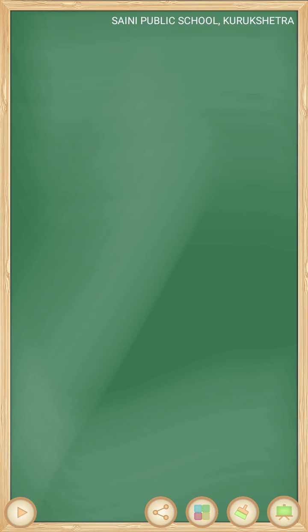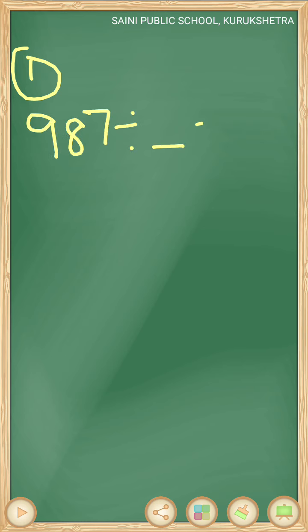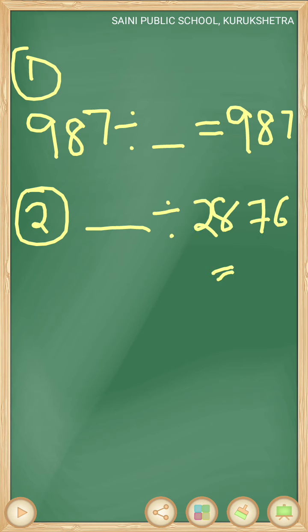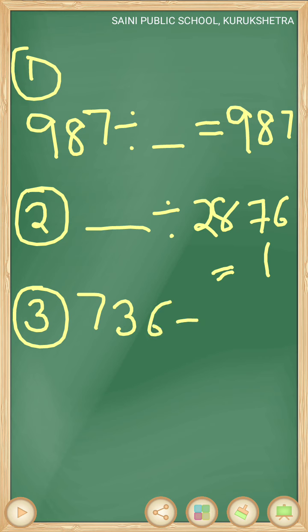Okay, now let us recap the properties of divisor. We will do some practice questions based on the properties of divisor. I am writing here some numbers and we will write the answers. First question is this. Now second question, dash divided by 2876 is equal to 1. These are some practice questions. Third, 736 divided by 0, and here is a fill in the blank.